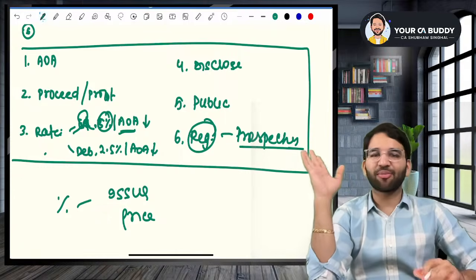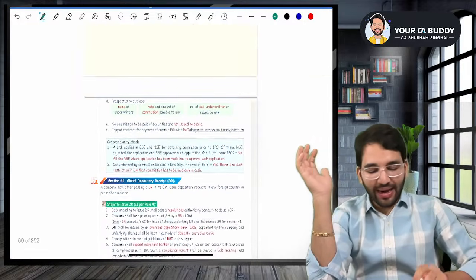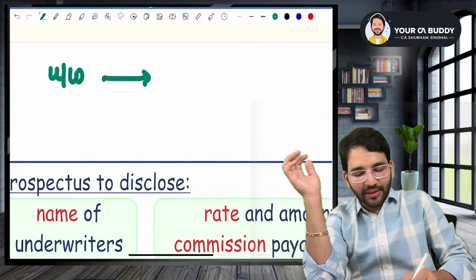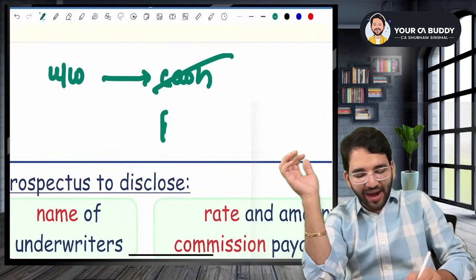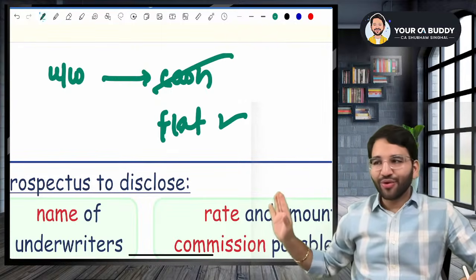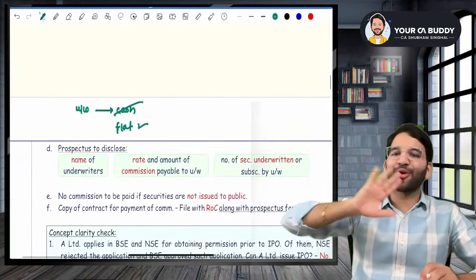At the time of filing of the prospectus, this is your section number 40 completed. Sir, one question was asked in exam. Can you give the underwriter, instead of cash, a flat, saying I'll give you a flat? Can you give such kind of things? Yes, sir, underwriting commission can be in cash also because there is no such restriction. So if you have to give in cash also, you can give in cash also, not a problem at all.